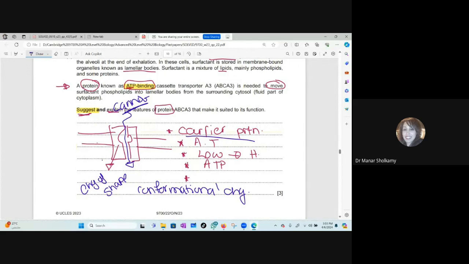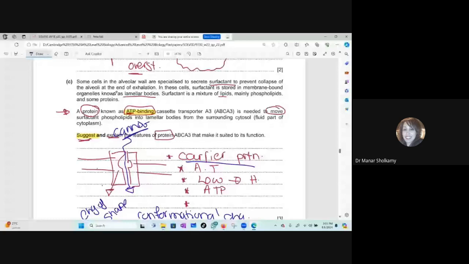But my problem is, I doubt that you will even realize that it's a carrier protein. Now, this is a twisted question. They can easily ask you, what are the features of a carrier protein? But they don't want to do that. They want to give you a hard time. They are not nice people.